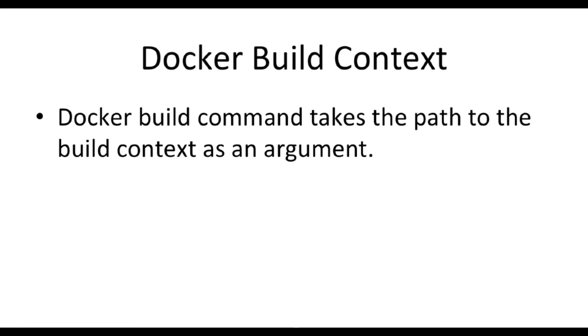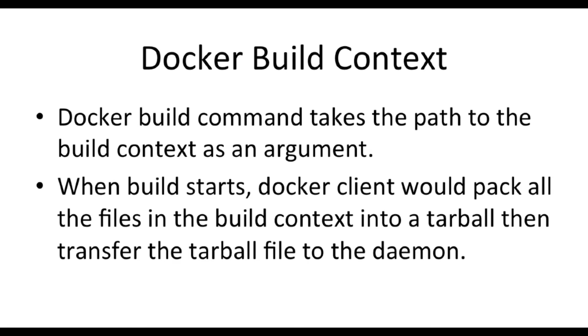Docker build command also requires a path, which is the path to the build context. The path specifies where to find the files for the context of the build on the Docker daemon. For example, if we would like to copy some source code from local disk to the container, those files must exist in the build context path. Remember that daemon could be running on a remote machine, and that no parsing of the Dockerfile happens at the client side. When the build process gets started, Docker client would first pack all the files in the build context into a tarball, and then transfer the tarball file to the Docker daemon.